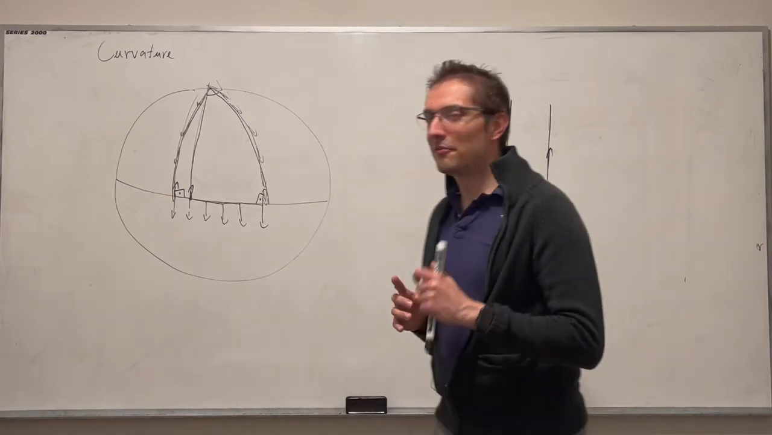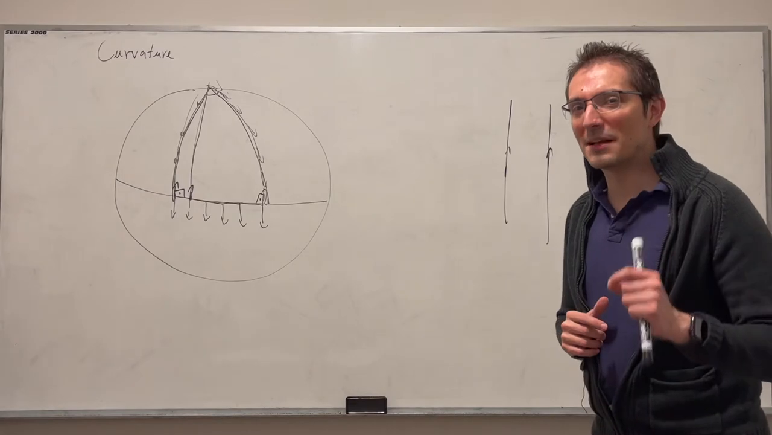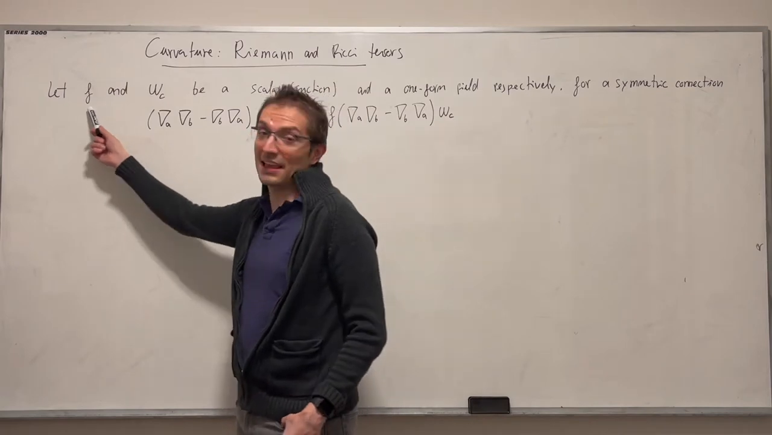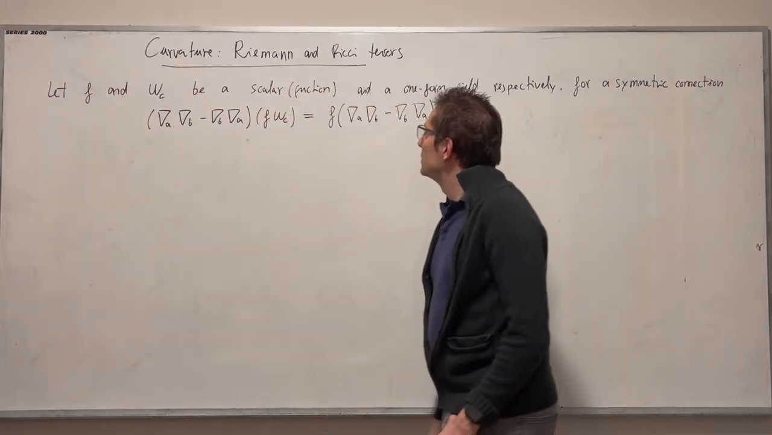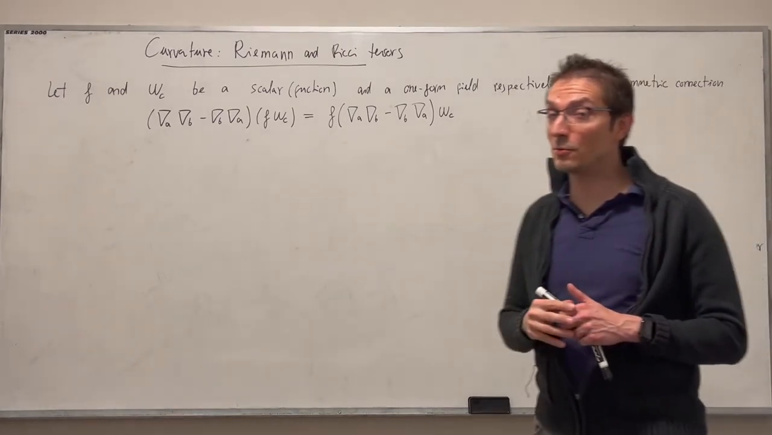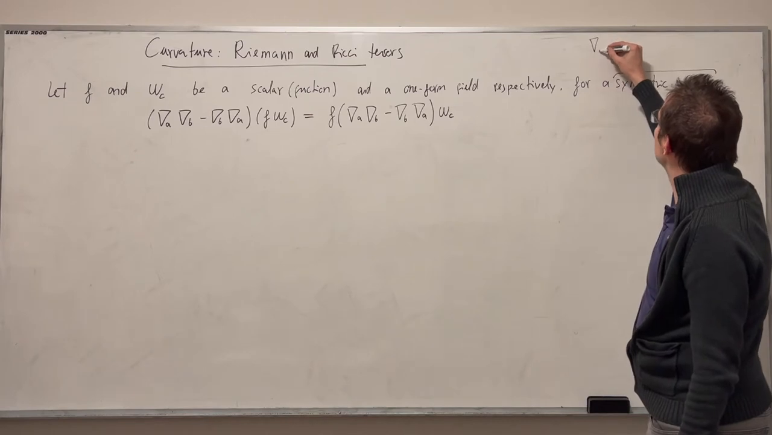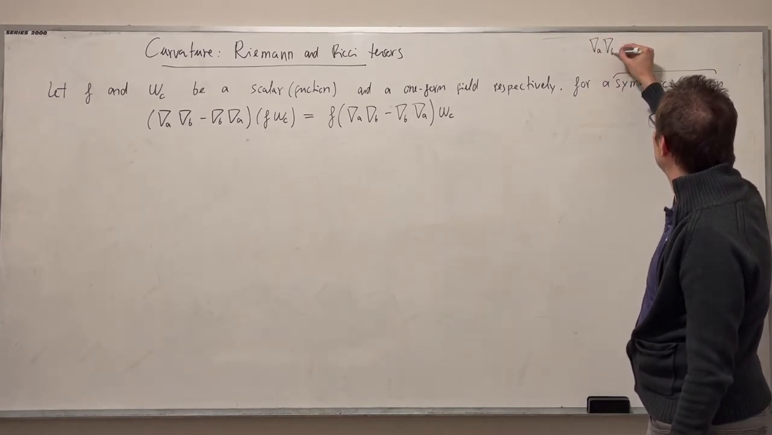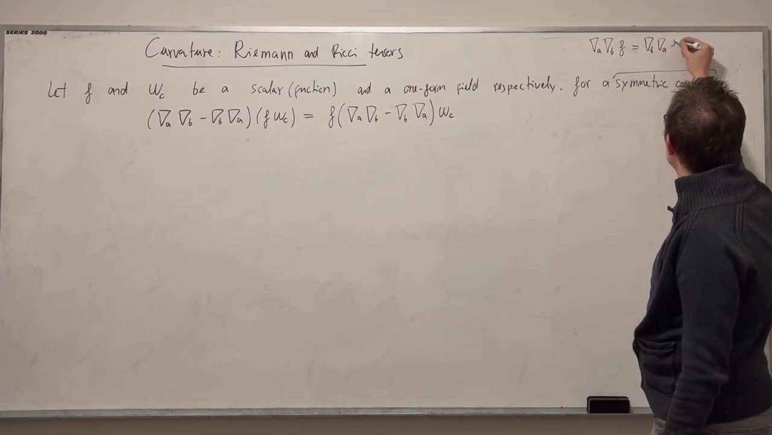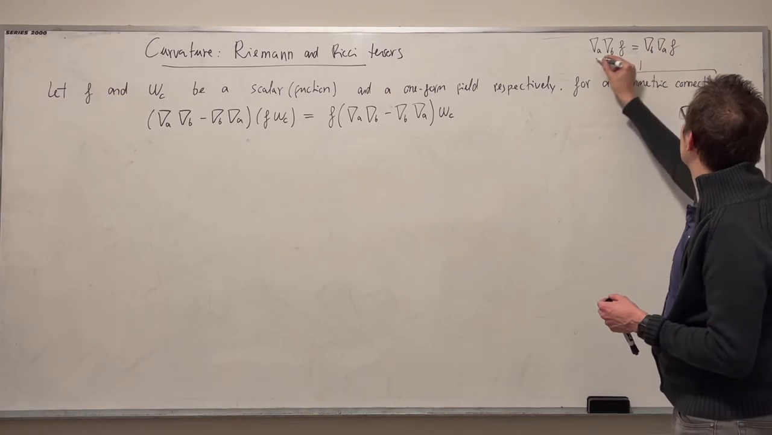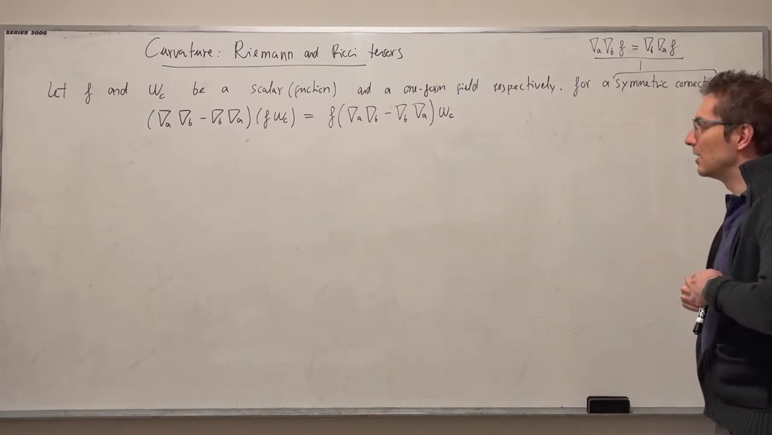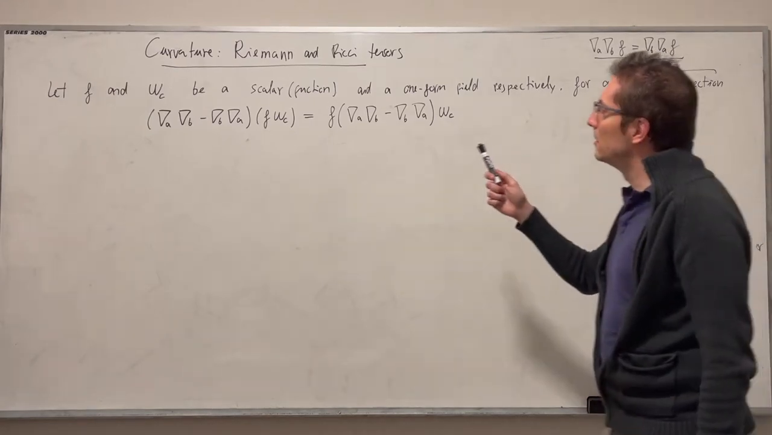Let me do it. First of all, let me define something called the Riemann tensor. First realization: let's consider a function, what we call a scalar, and a one form. And then let's consider a symmetric connection. Do you remember what a symmetric connection was? A symmetric connection is a connection for which the covariant derivative nabla A nabla B acting on the function is equal to the covariant derivative nabla B nabla A acting on the function. That happens with a symmetric connection, and we discussed that at length in a previous video. Okay, so for a symmetric connection, this is true.